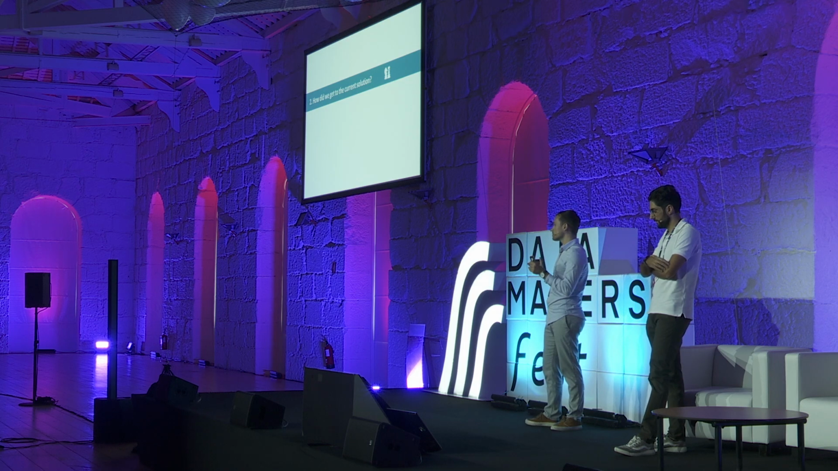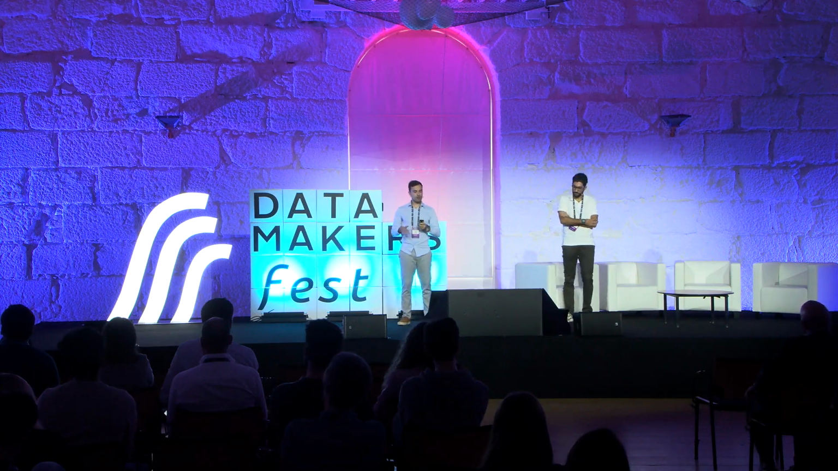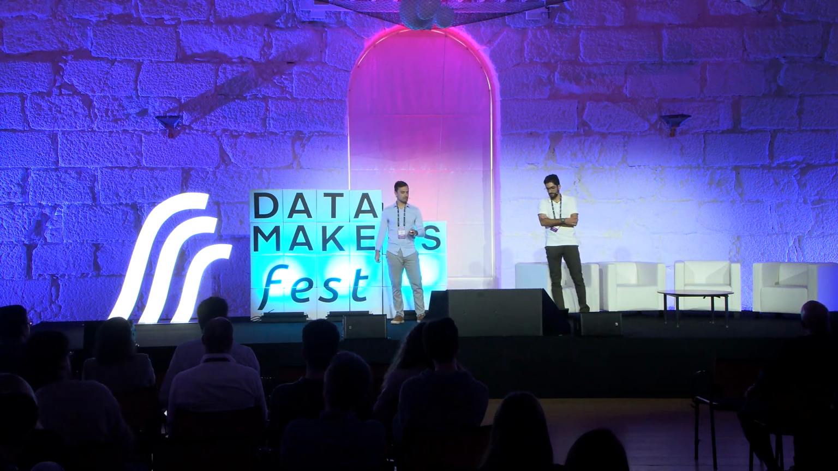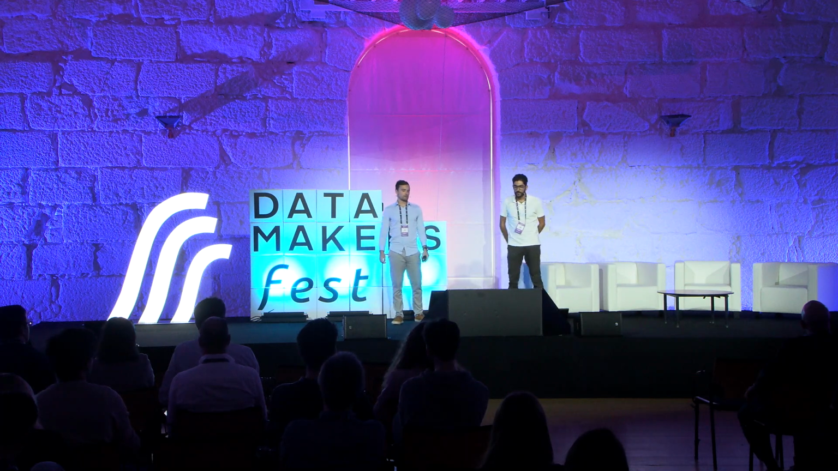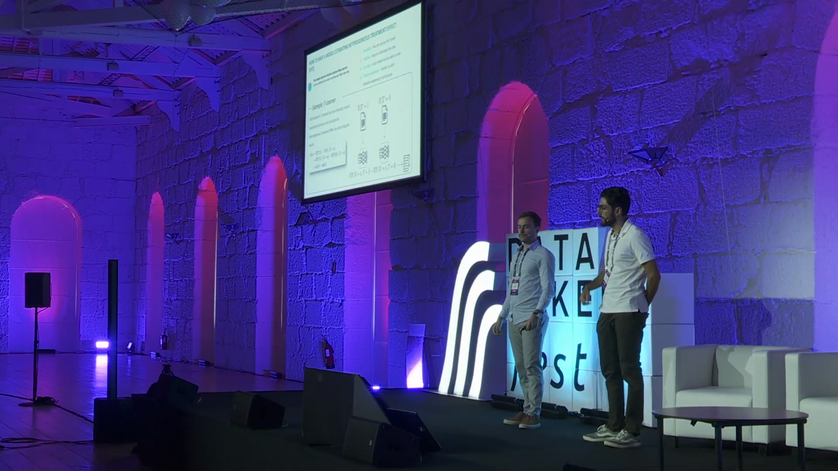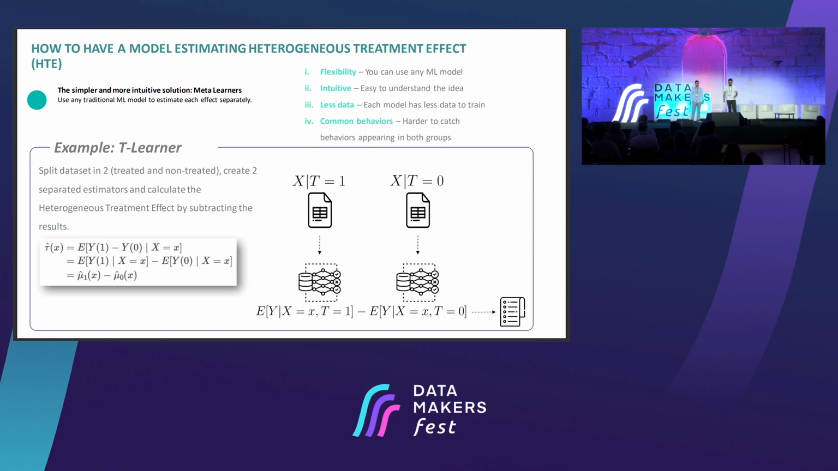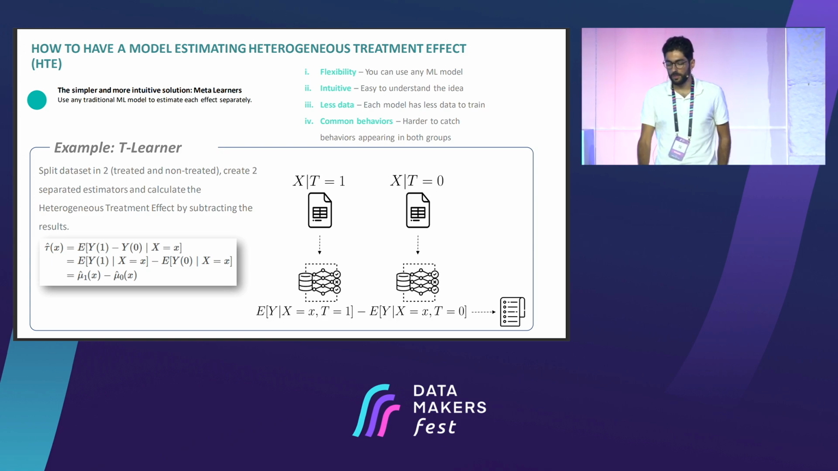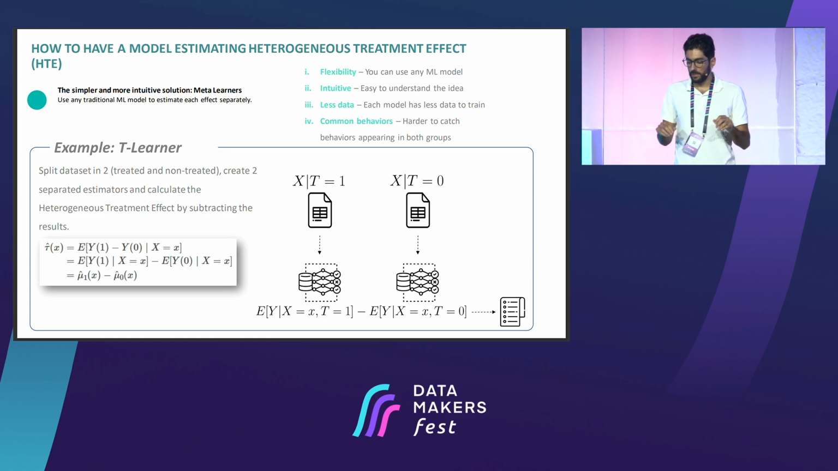So now, given this context, João is going to talk about the learnings and what we've been doing to get to our current solution. So, our first solution was to use meta-learners. Meta-learners are a well-known type of model, and basically they use traditional machine learning models to estimate each effect of the causal inference separately. In this example, we are talking about the T-learner, which is one of the easiest ones to understand. And basically, what we do is we split the data set in two.